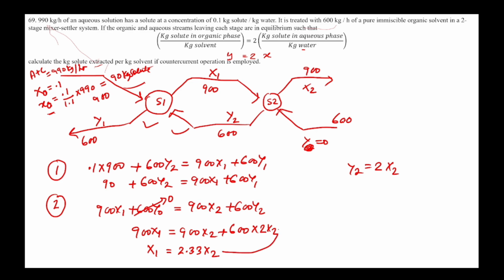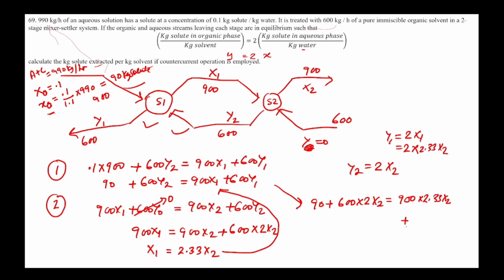Put this value of x1 here. I will solve: 90 plus 600 y2, where y2 is 2 into x2, is equal to 900 x1, where x1 is 2.33 x2, plus 600 y1, where y1 is 2x1, which is 2 into 2.33 x2. So from here x2 is equal to 0.0243.